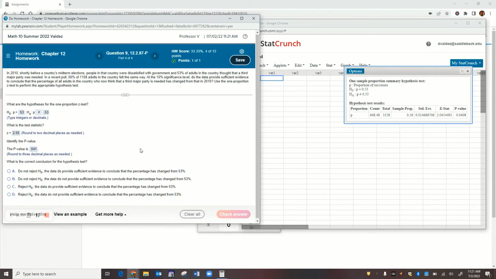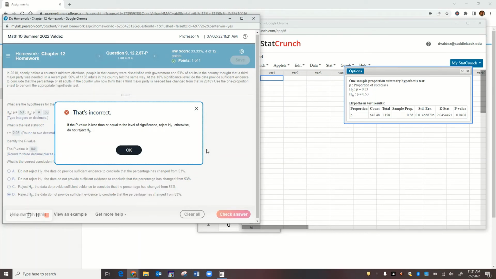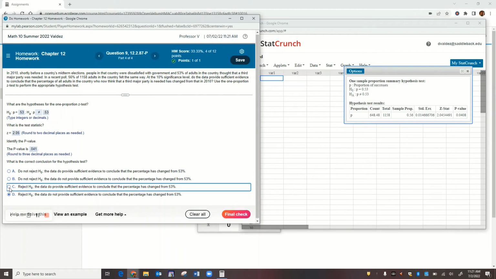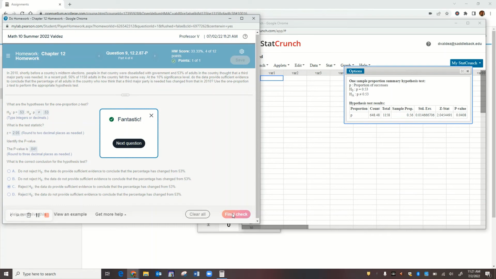Good. And then what is the correct conclusion? So alpha, where was alpha? 10% significance level, so that's 0.1. And the p-value is less than alpha. When p is less than alpha, we reject the null. And we say the data do provide sufficient evidence. Small p-value, strong evidence that it has changed. Oh no! What did I do wrong? Oh, I clicked do not. Oops, I should have read it more. The data do provide sufficient evidence. Good. Okay, so that's it. You guys should be okay on these hypothesis tests.